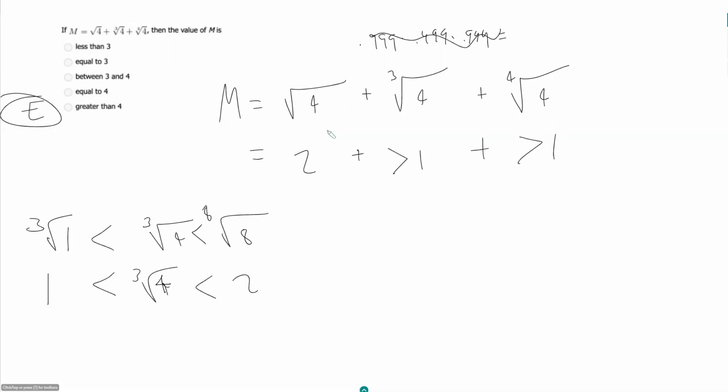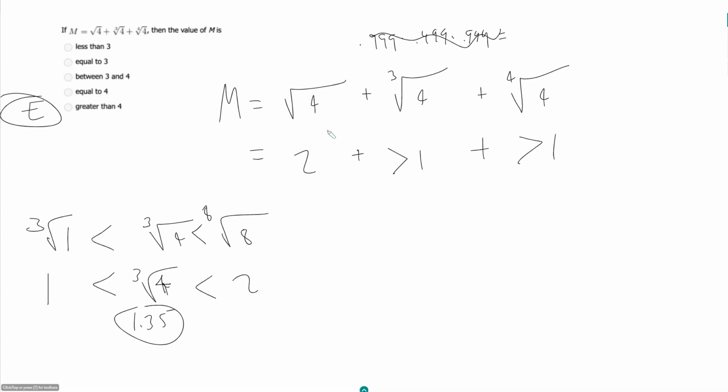We also know that 4 is closer to 1 than it is to 8, so it's going to be a little bit closer to the 1 than to the 2. You can say, I don't know, it's 1.35 or something. But again, that doesn't really matter. You could do the same thing with the fourth root. So what perfect fourths do I know? 1 to the fourth is 1. 2 to the fourth is 16.